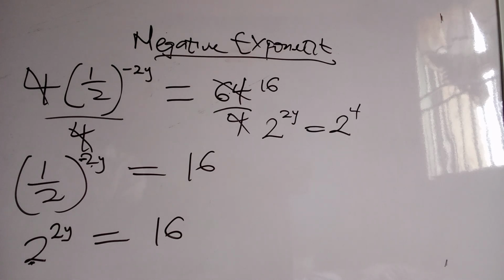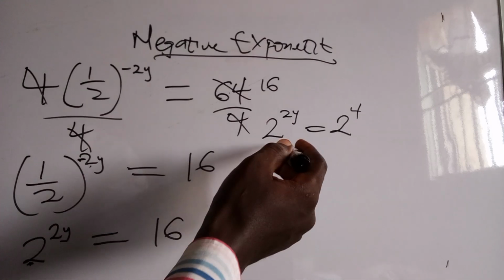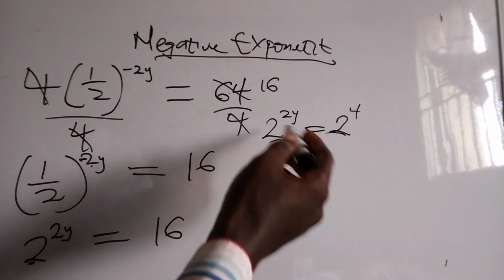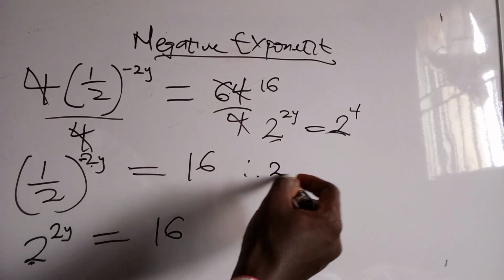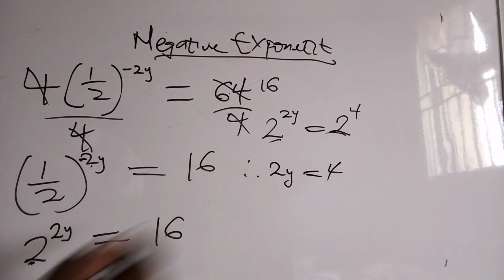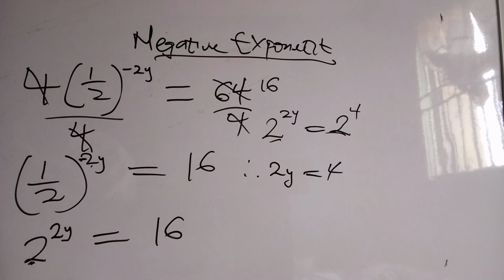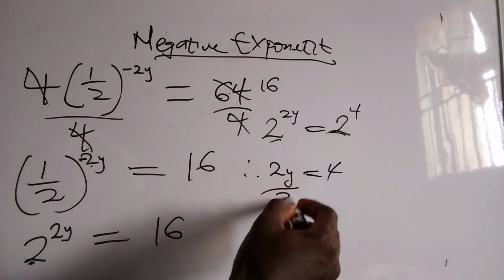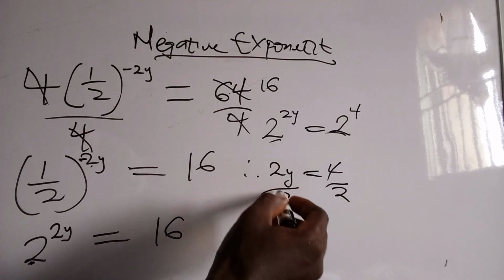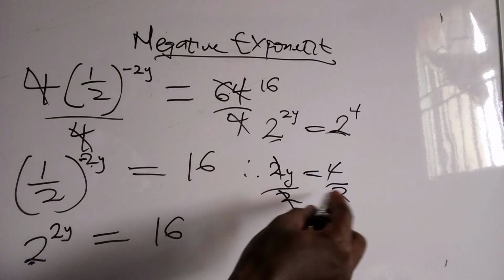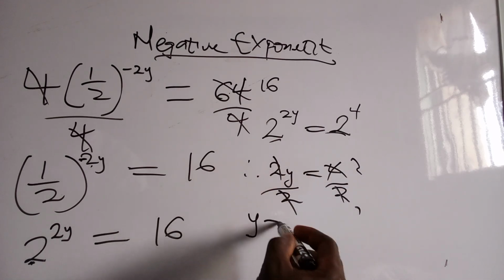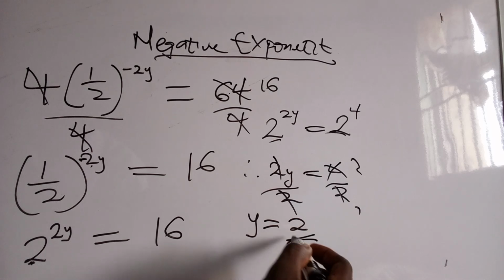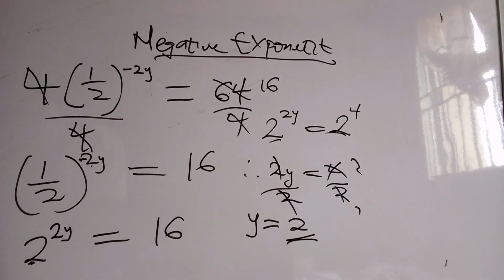So when we have that, we have the same base, we can now equate the power. So therefore we have 2y equals 4. For us to find the value of y, we have to divide both sides by 2. So here we have 1, here we have 2. So our y equals 2.